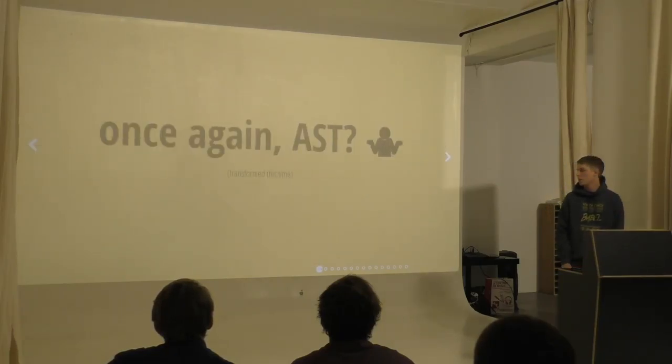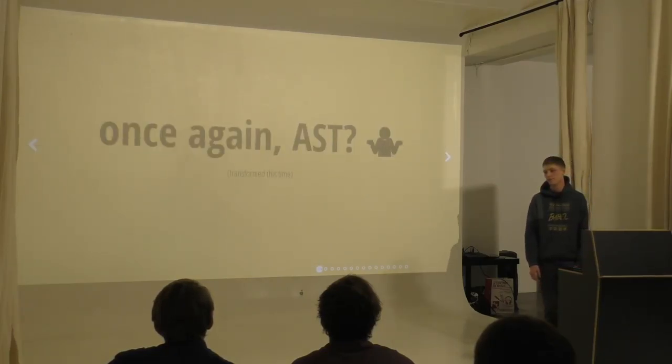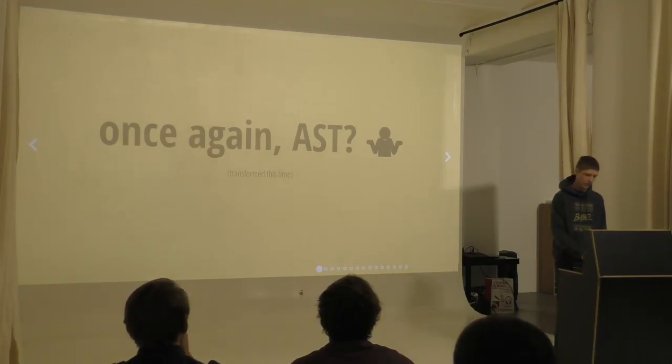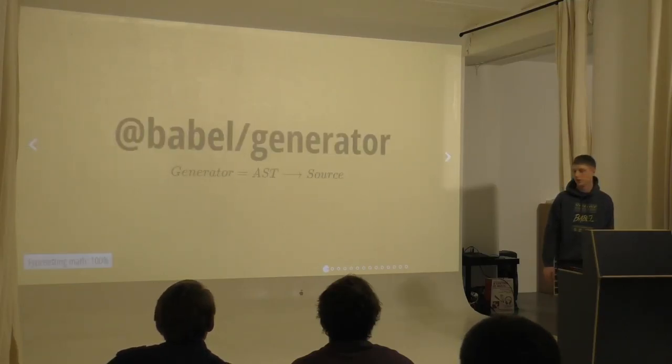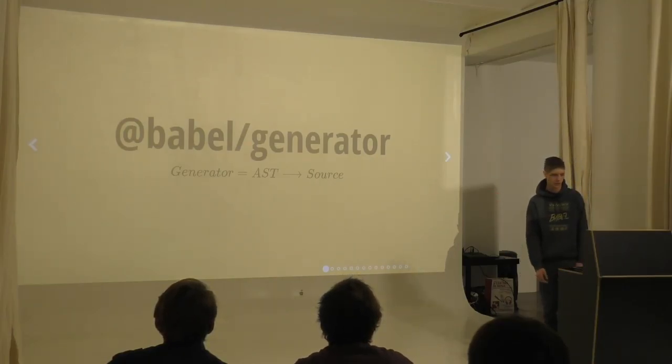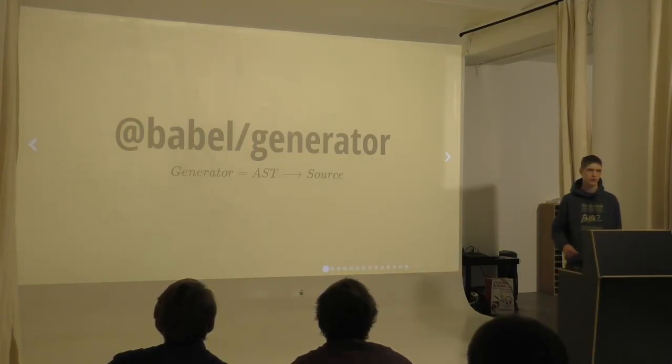Okay. But now we still have our AST, and the goal is to output code. So as I mentioned earlier, there's one thing called Babel Generate, which the definition is just under it. It's going to take our AST and output source, so JavaScript code.